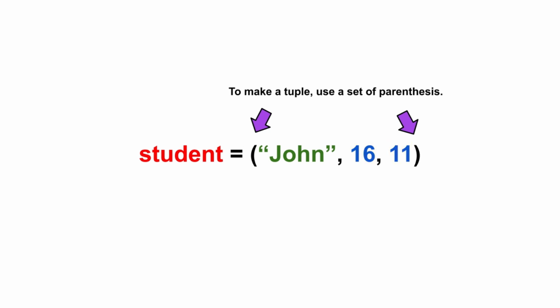To write a tuple, first write your tuple variable. Then, write an equal sign. After the equal sign, write a set of parentheses. The parentheses tell the computer that it is dealing with a tuple. And finally, write your multiple items inside the parentheses. Make sure to separate each item by a comma.